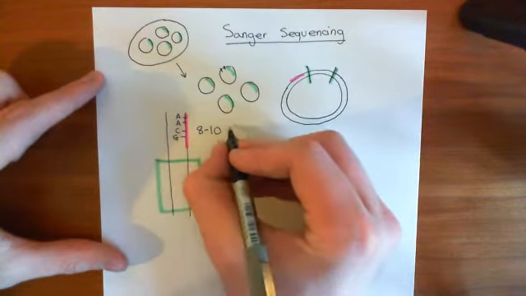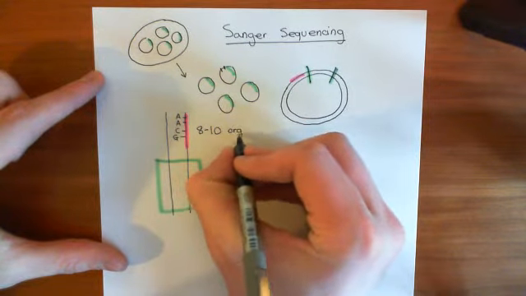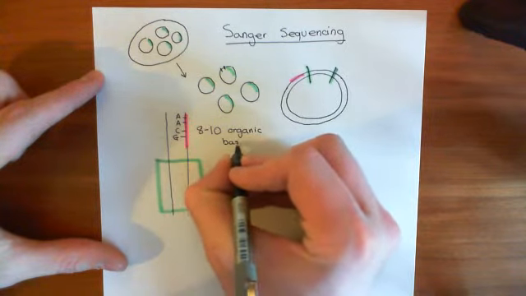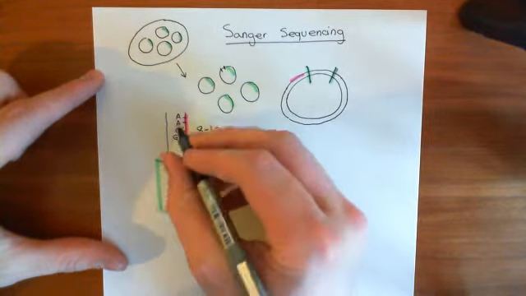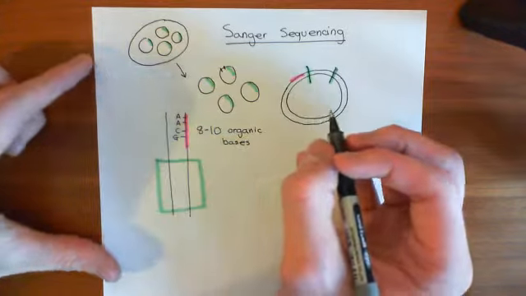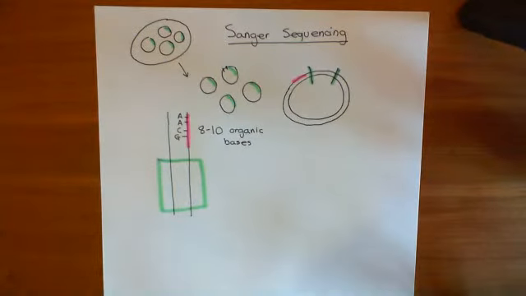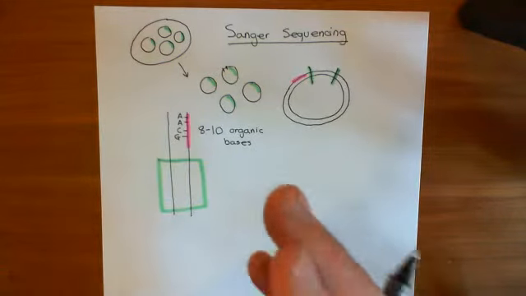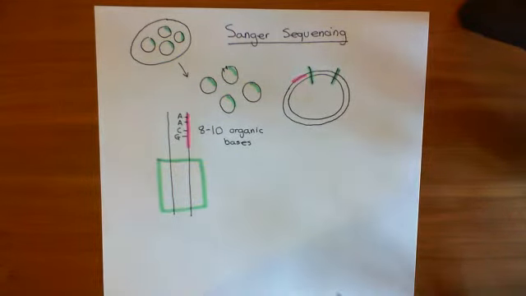You'd need around 8 to 10 organic bases. Right, now what we want to do is design a primer to that, which is basically going to provide us with a starting point from which DNA polymerase can work. So I think actually rather than go into the methodology at the moment, I'm just going to outline the basic principle of what Sanger sequencing is going to do, and then I'll go into the details.